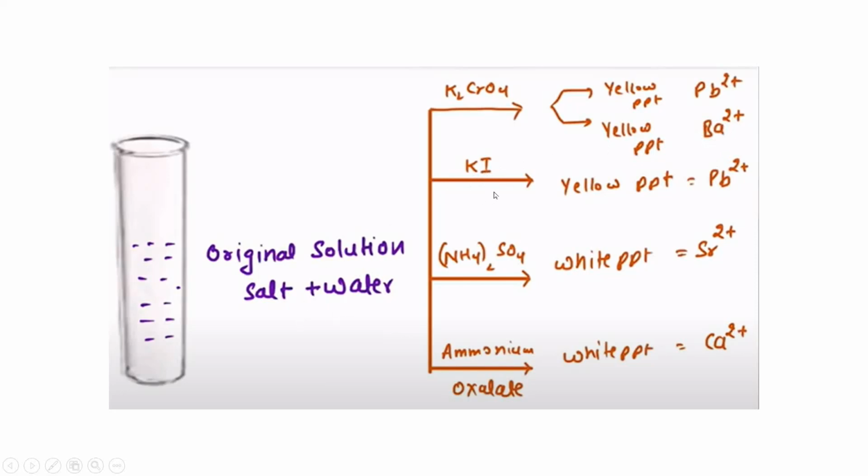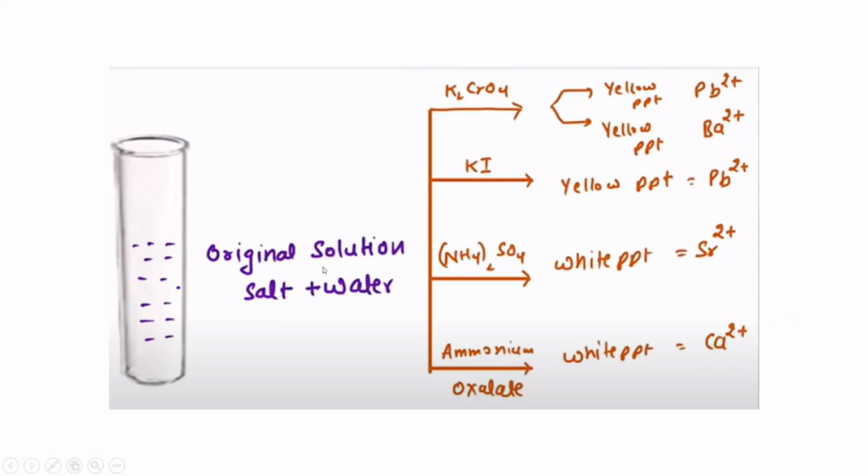Original solution plus potassium iodide gives yellow precipitate. It shows the presence of lead, right? And original solution plus ammonium sulfate, not ammonium chloride or ammonium hydroxide, ammonium sulfate. Ammonium sulfate is not available, so you can add a pinch of salt, right? It gives white precipitate. It shows the presence of strontium, right? And original solution plus ammonium oxalate gives a white precipitate and it shows the presence of calcium, right?